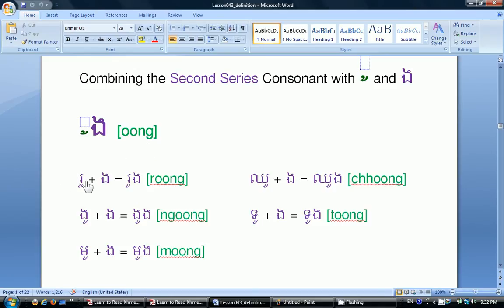Ru u ru, ru ngo, rung. Chu u chu, chu ngo, chung. Ngu u ngu, ngu ngo, ngung. Tu u tu, tu ngo, tung. Mu u mu, mu ngo, mung.